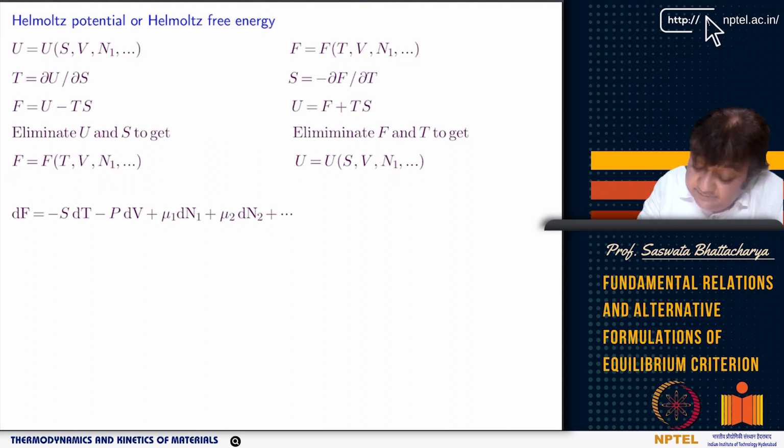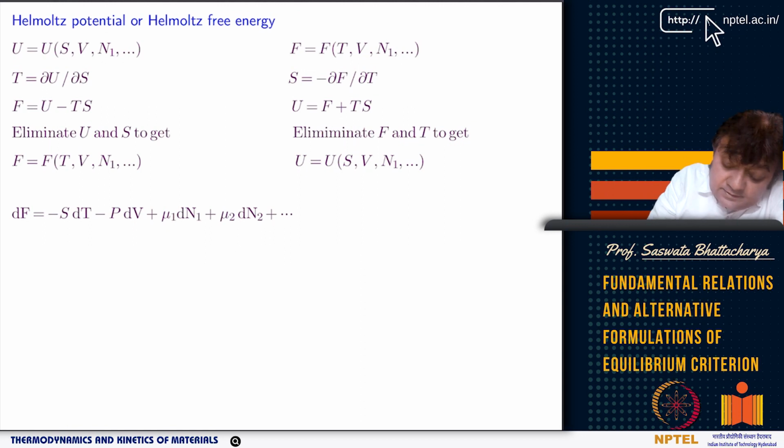If I write F as a function of T, V, N1, now S, as you can see, is minus del F del T. S is nothing but minus del F del T. How does it come? You have F here. Now, if you do del F del T, then basically you get minus S. So, S equals minus del F del T and U equals F plus TS. Now, elimination of F and T gives you U as a function of S, V.